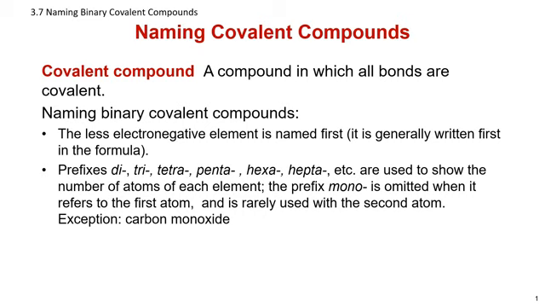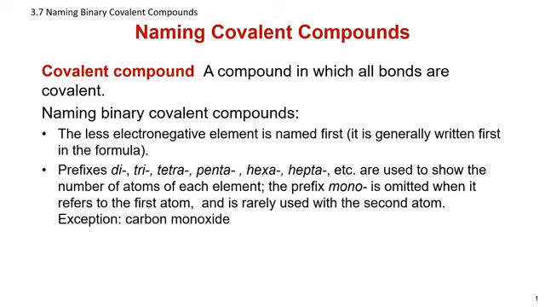Now we are using prefixes. Remember, in ionic compounds we don't use prefixes. Now for covalent compounds we have to start using prefixes. Di means 2, tri means 3, tetra means 4, penta means 5, hexa means 6, hepta means 7. You have this one, carbon monoxide. If we have one of the first atom, we don't say monocarbon dioxide. The first one is 1, we just leave it as carbon. So this is carbon monoxide. Mono is 1.